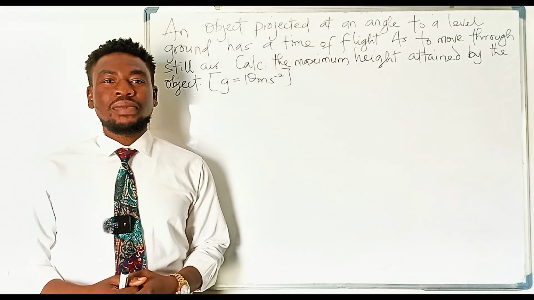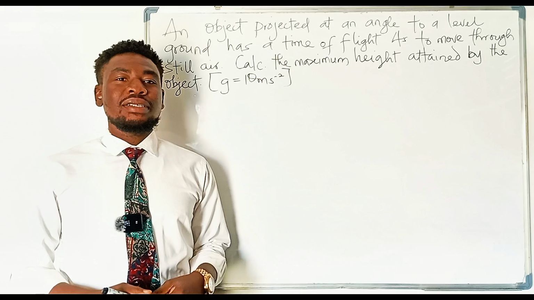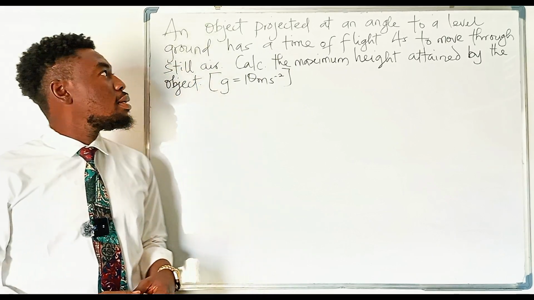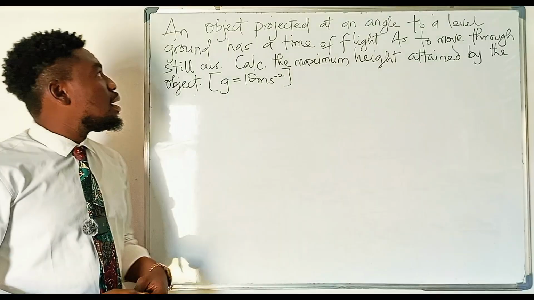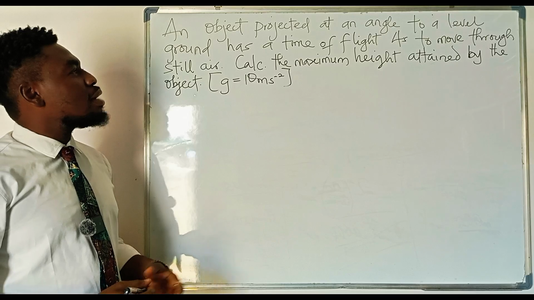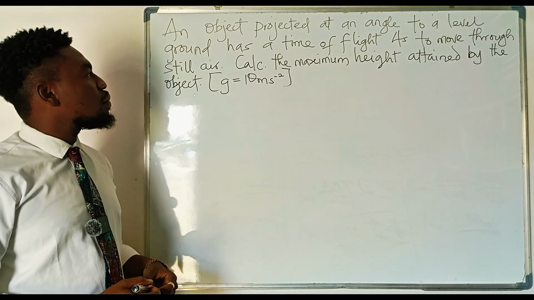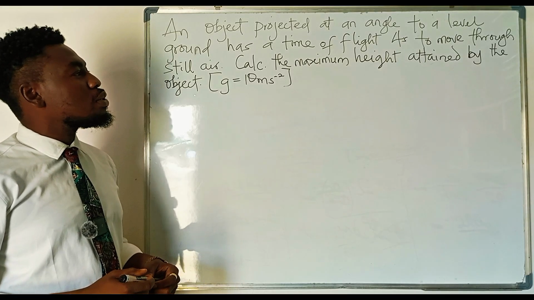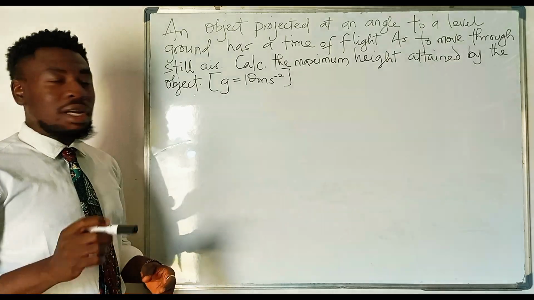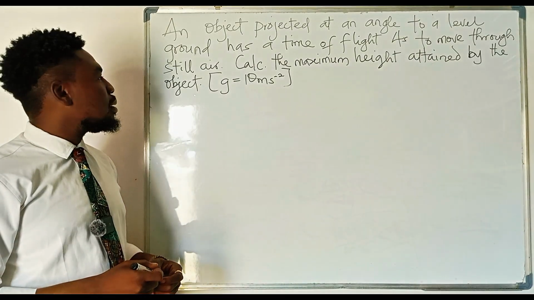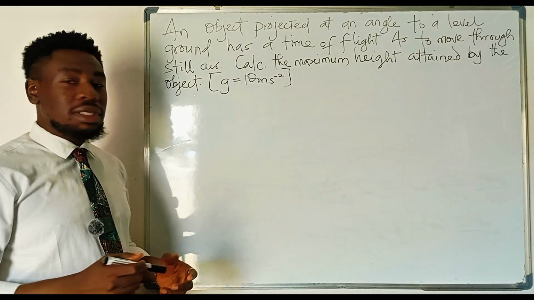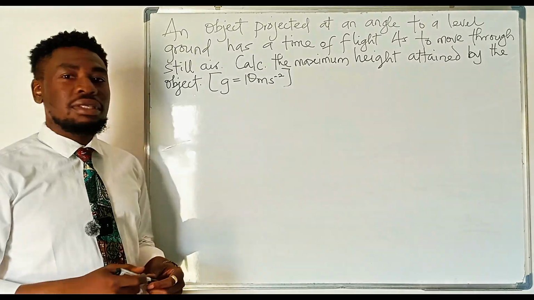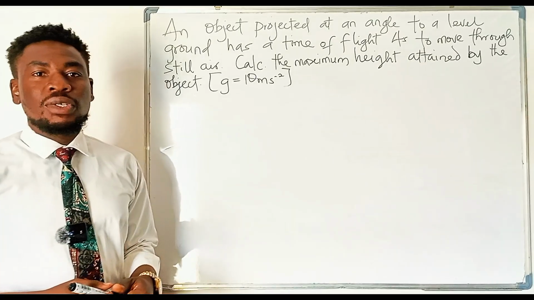My name is Joel. Today we're going to try and answer a question from SSC. The question says, an object projected at an angle to a level ground has a time of flight 4 seconds to move through still air. Calculate the maximum height attained by the object. Take acceleration due to gravity to be 10 meters per second square.